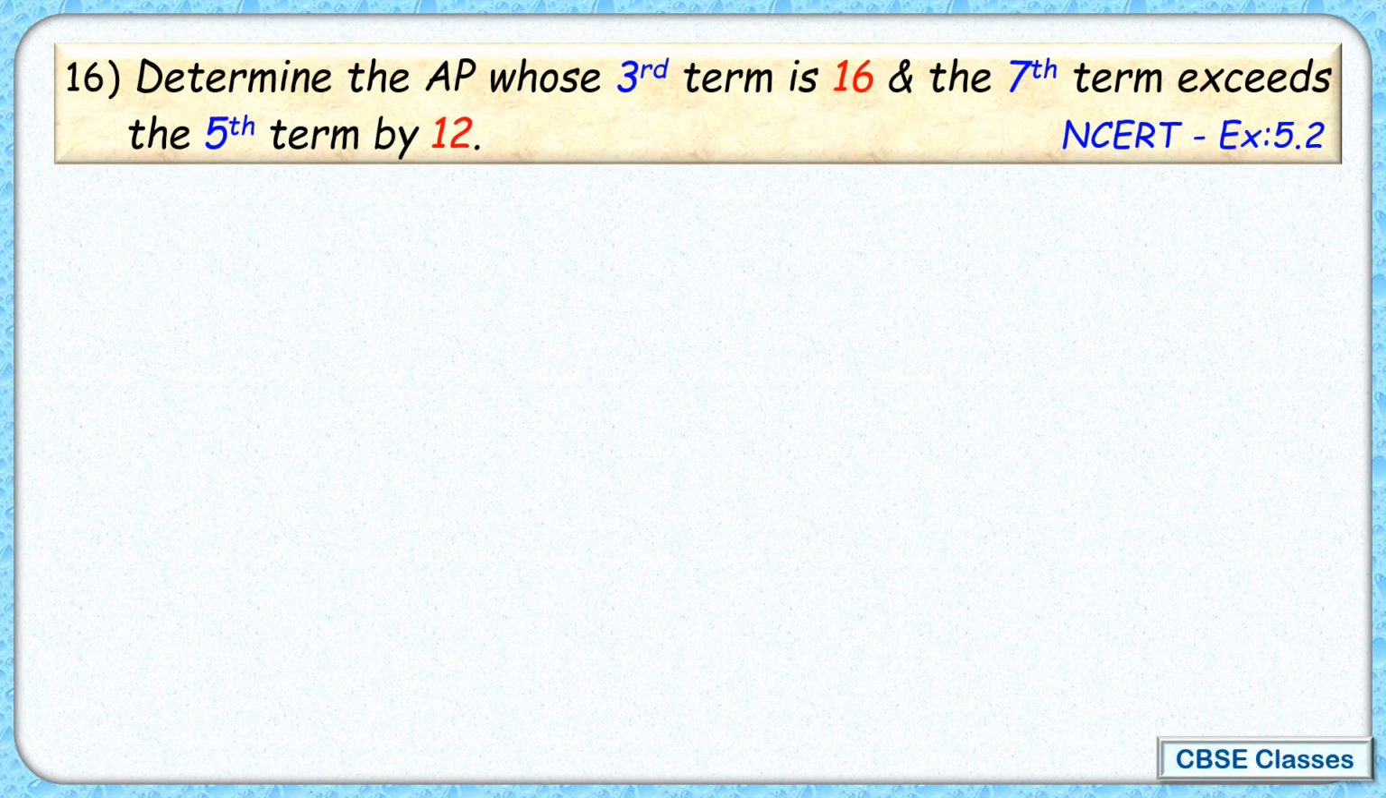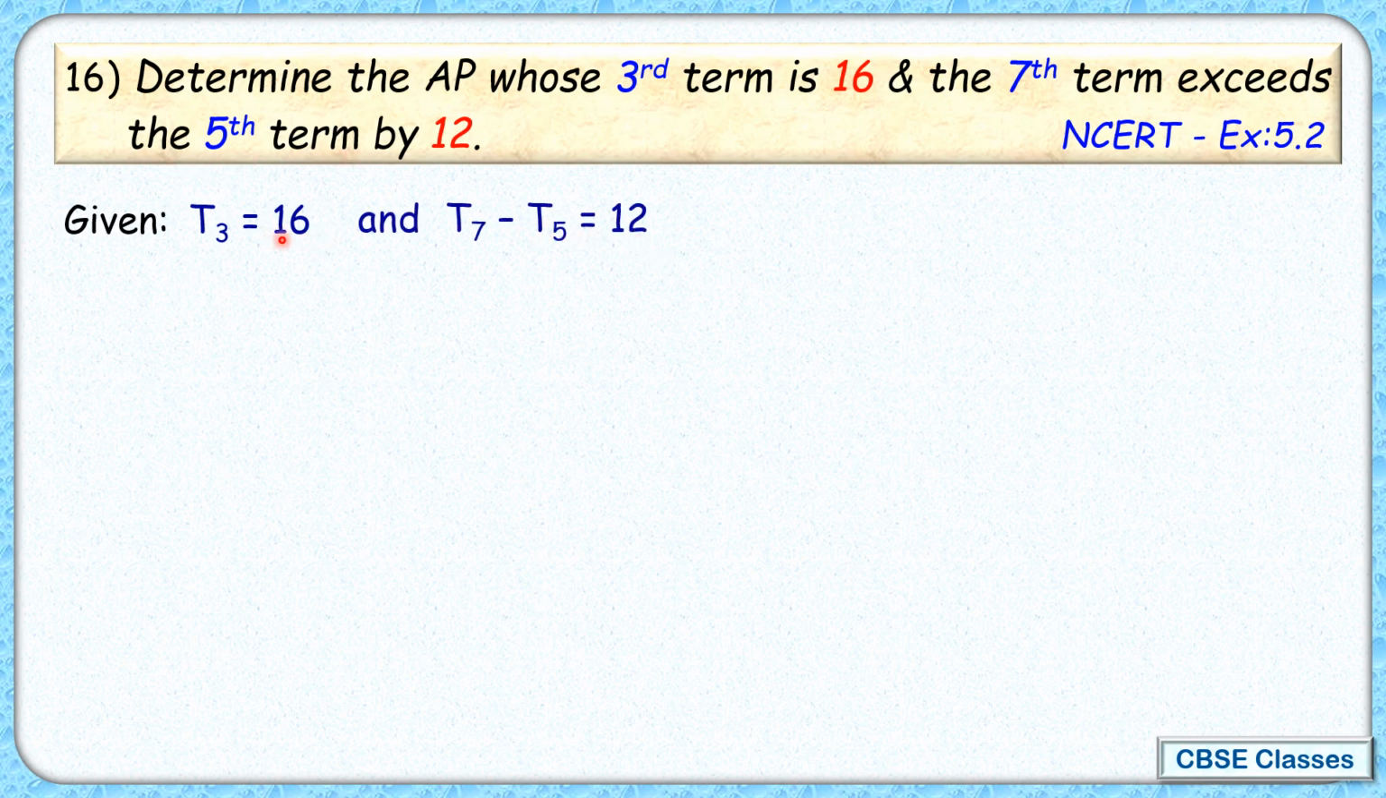Let's discuss the 16th question. Here given is an AP whose third term is 16. That is given to us is T3 is 16. And the seventh term exceeds the fifth term by 12. That is T7 minus T5 is given as 12.